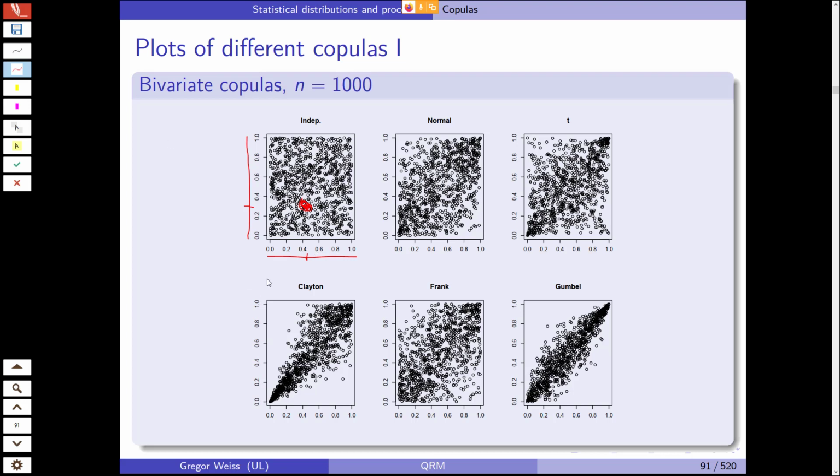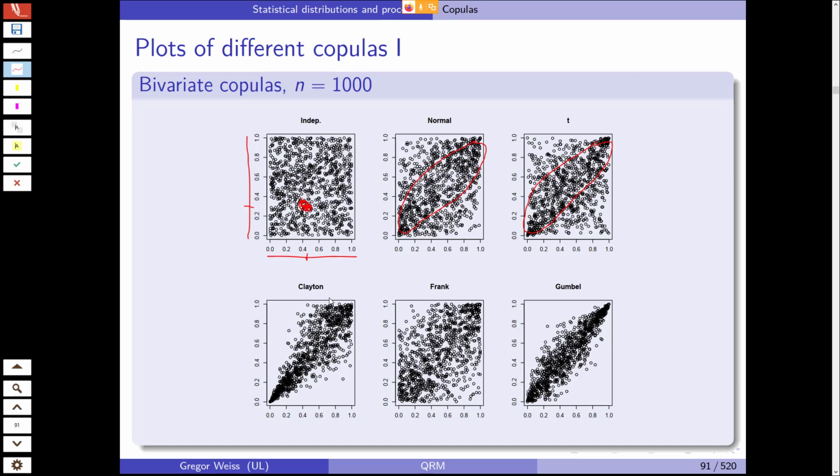Now here you can already see this is the independence copula: random behavior, no particular clustering. The normal distribution is elliptical, and you can see why it's called elliptical. You have an ellipse here. The Clayton, Frank, and Gumbel copulas are not elliptical, and you see it's slightly different.